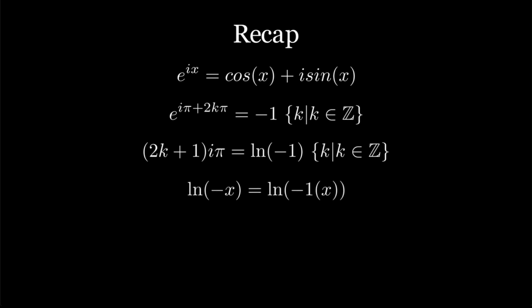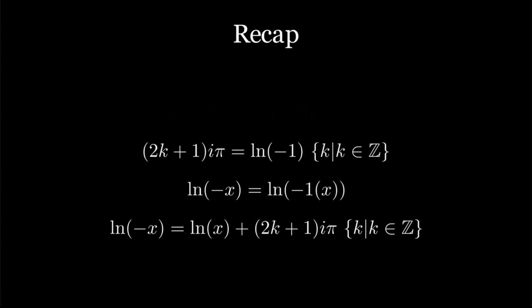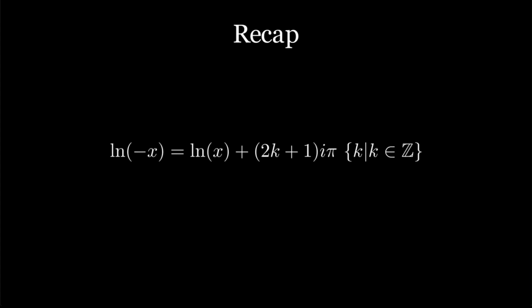And so we use that to figure out that the natural log of -x is just the natural log of -1 times x. And so we use the property of logs to separate this and derive our expression for the natural log of a negative number, where you see that the natural log of a negative number is equal to the natural log of the number plus (2k plus 1) times i pi, where k is any integer. All right. Okay. So that's just what we went over in the last video.